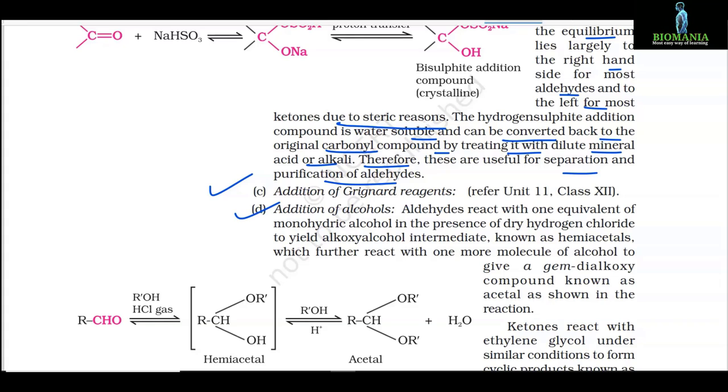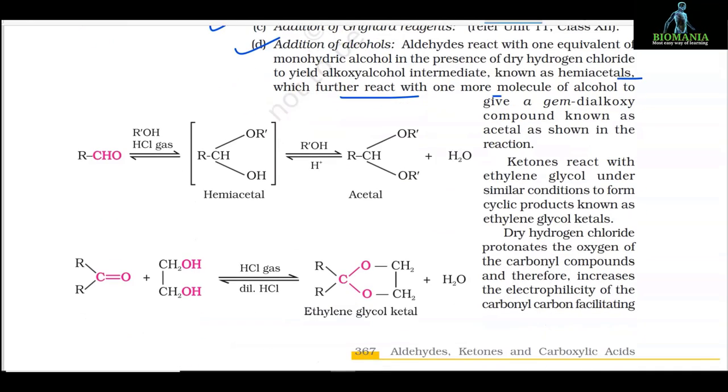D. Addition of alcohols. Aldehydes react with one equivalent of monohydric alcohol in the presence of dry hydrogen chloride to yield an alkoxy alcohol intermediate, known as hemiacetal, which further reacts with one more molecule of alcohol to give a gem-dialkoxy compound known as acetal, as shown in the reaction.